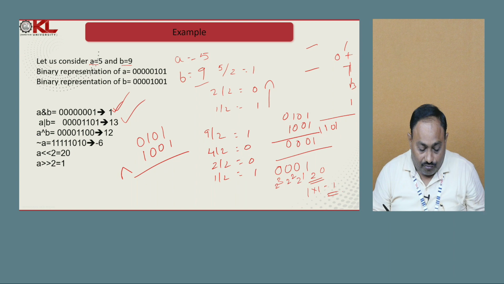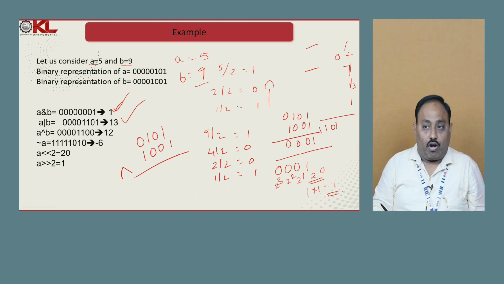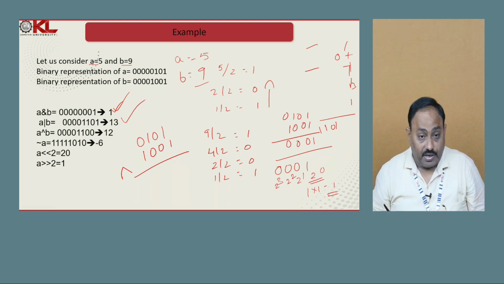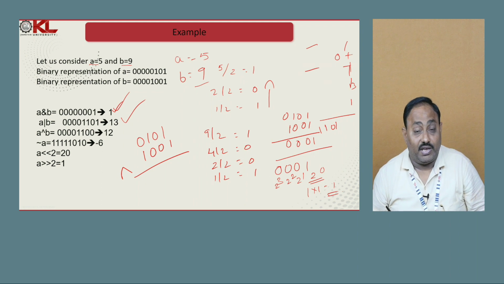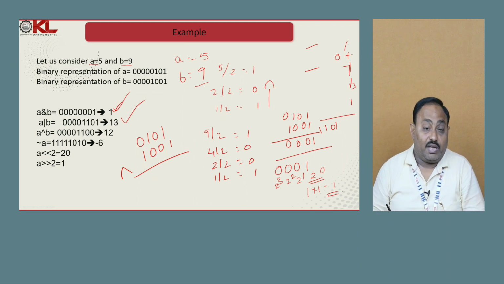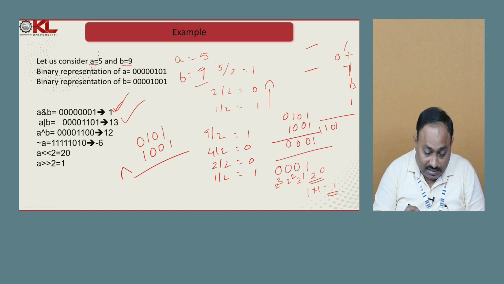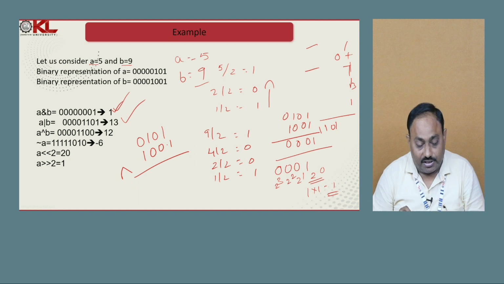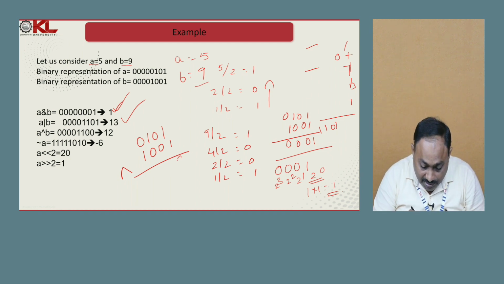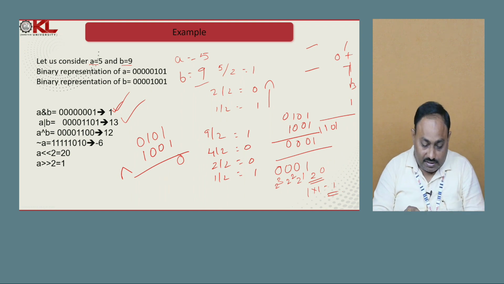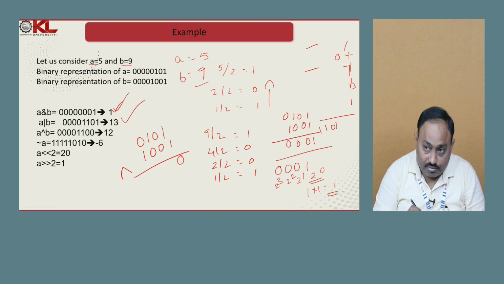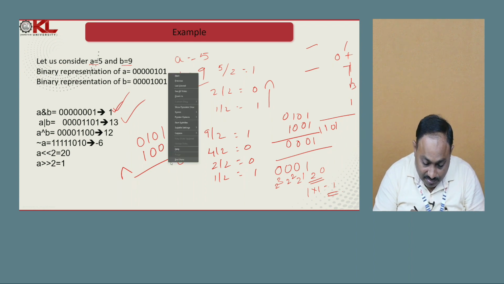Now if you take the exclusive OR operator, here the rule is if two bits are different, then the resultant bit is 1, otherwise the resultant bit is 0. Now let us consider the first bit. The first bit is 1 and the second bit is 1. Here two bits are the same, so the result bit will be 0. Next, coming to the second bit, 0 and 0. Again both bits are the same, again the result is 0.